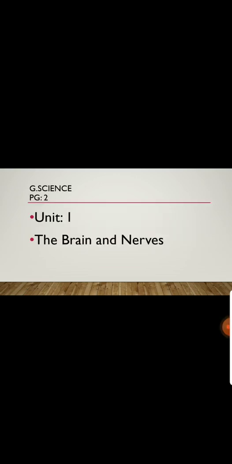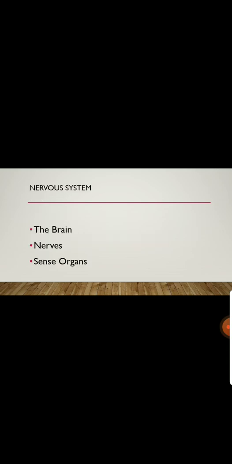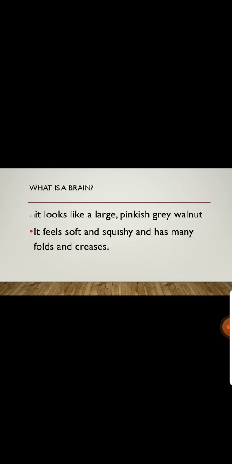This is your journal size period and we are going to start unit 1, that's the brain and nerves. It's on page number 2 of your journal size box. Kindly take out your box. Today we are going to read a nervous system that includes the brain, nerves and the sense organs. Now first of all, we'll discuss what is a brain.